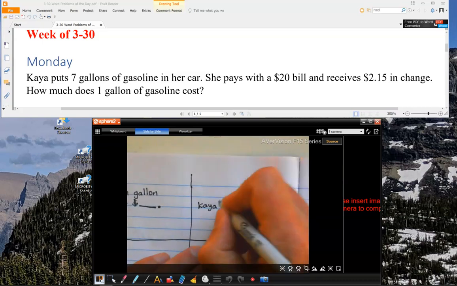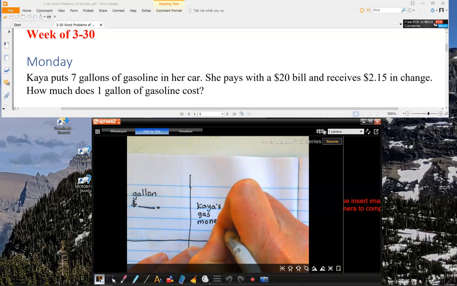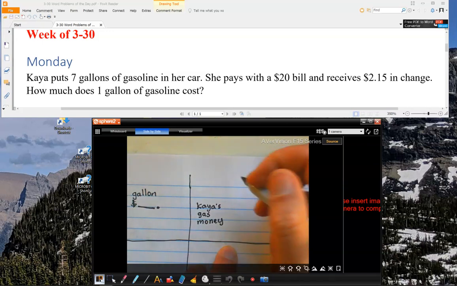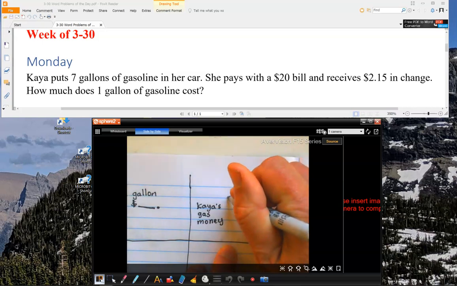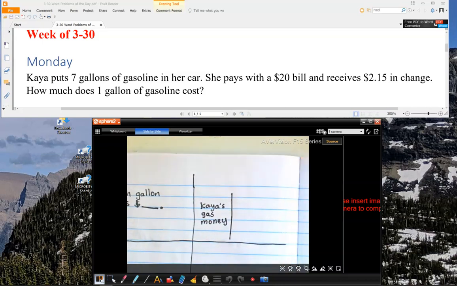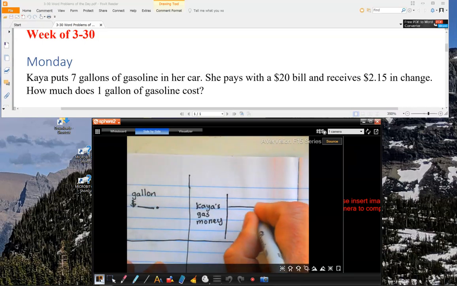So I'm going to put here Kaya's gas money. Now again, you can have the words different, but I do think this is going to need to focus in on the money part of it. I think probably we'll need to do an answer or a unit bar to show the gas money. And because there's only one group of gas money, I'm just going to use 1 unit bar.